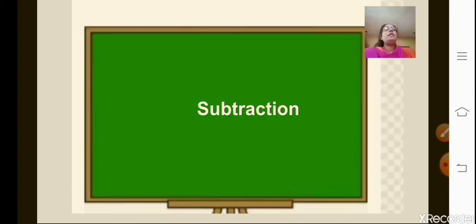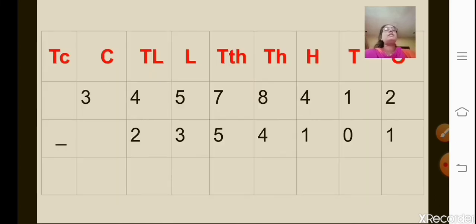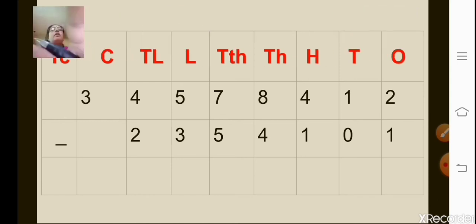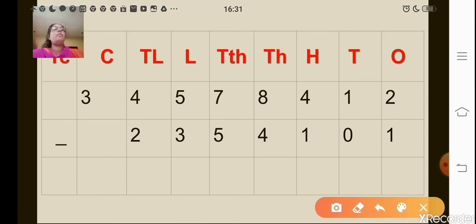Now we have also done the topic of subtraction with borrowing, and only simple subtraction sums. In subtraction we have learned that the first number is called the minuend. The number which is subtracted is called the subtrahend. The answer or the result is called the difference. This is just a simple subtraction sum. Here you just have to subtract, you need not borrow.